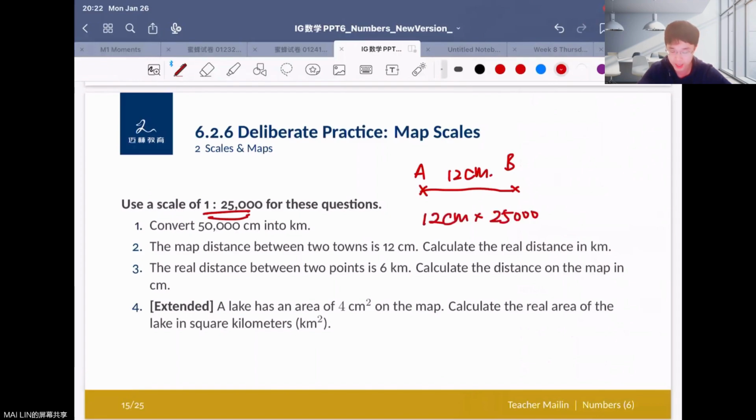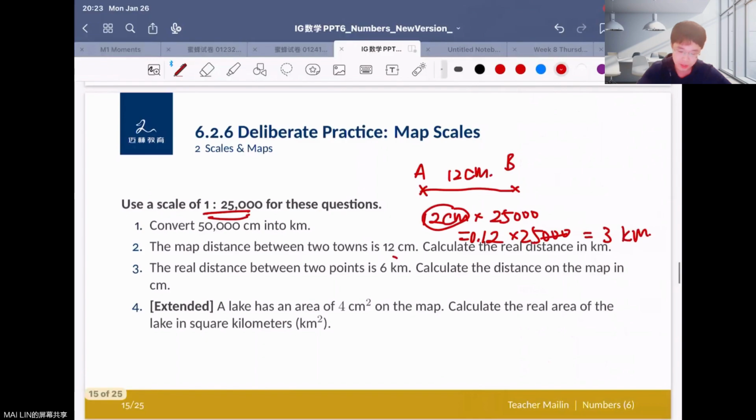So here you can find the answer if you want to transfer into kilometers. First you have to convert 12 centimeters into 0.12 meter, right? And then times 25,000, right? And after that, because you want to convert meters into kilometers, you also have to divide by 1,000 to become kilometers, right? So the final answer here is 0.12 times 25, okay? After calculating, I find the answer is 3 kilometers, okay?